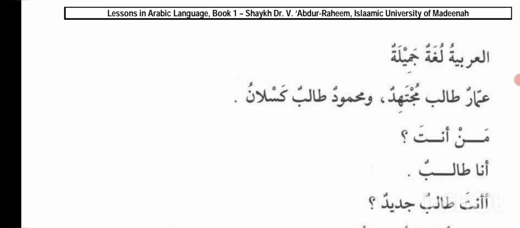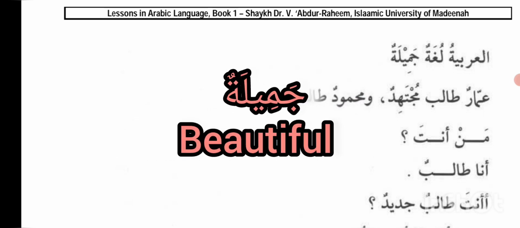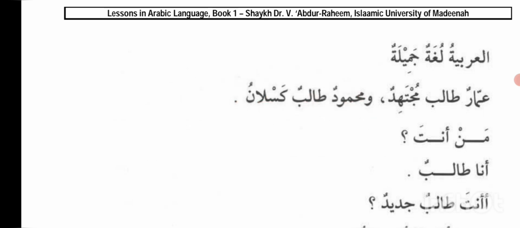Al-Arabiyyatu, the Arabic language, lughatun sahlatun, is a simple language. Simple, sahlatun. If it is masculine, we will say sahlun. But because it is feminine, we say sahlatun. Lughatun is the noun being qualified here, and it is feminine because of the ta marbuta. Therefore, the adjective will also take a ta marbuta. Lughatun sahlatun. Al-Arabiyya, lughatun jamilatun. Arabic is a beautiful language. Jamilatun means beautiful. If it is masculine, we say jamilun. But now that it is feminine, we say jamilatun.